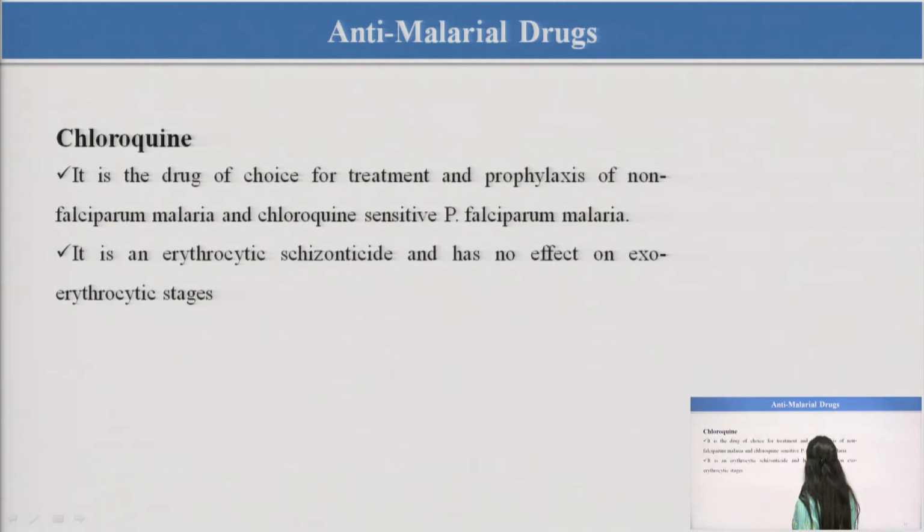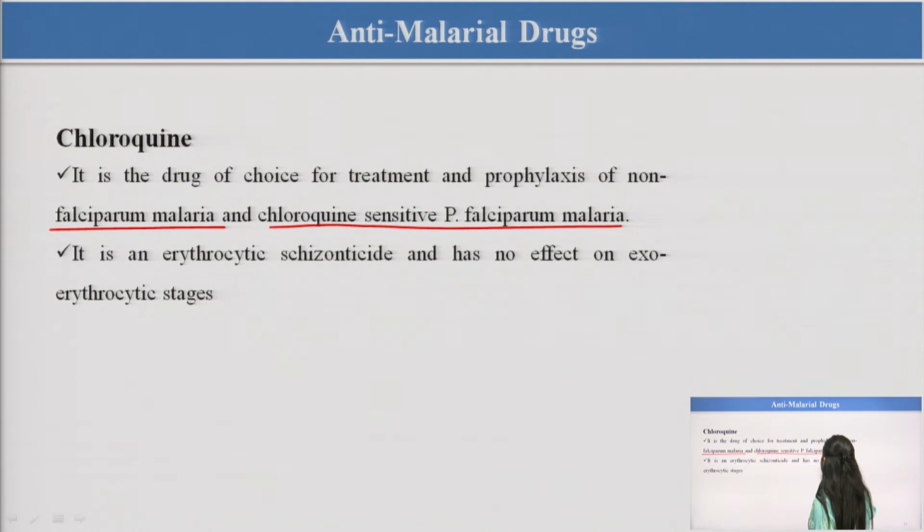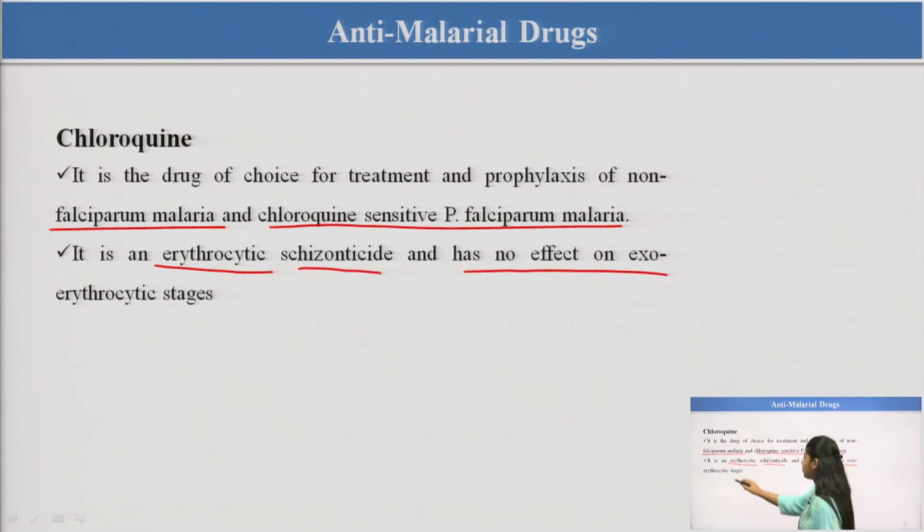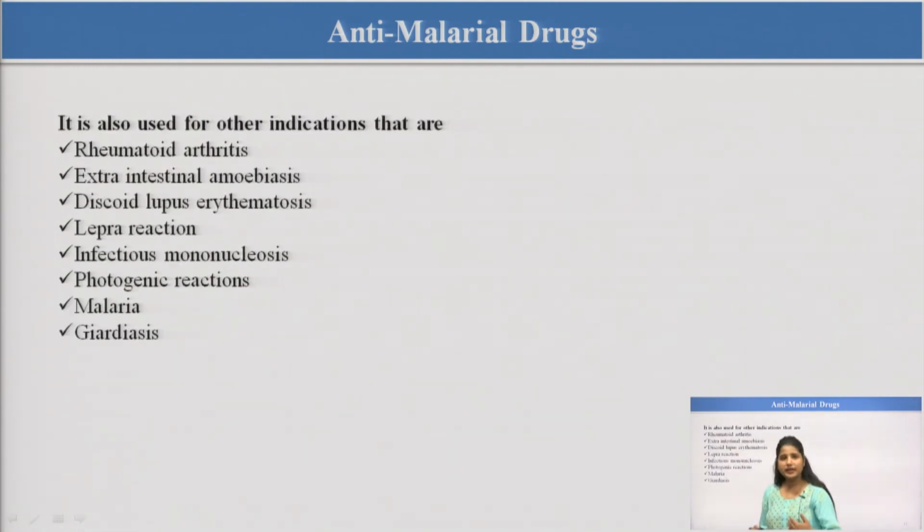Now, see where it is used. It is used for falciparum malaria and chloroquine sensitive falciparum malaria. It is an erythrocytic schizonticide and has no effect on the exoerythrocytic stage, meaning the dormant phase of the Plasmodium. It is not showing any effect on that stage. Where can it be used? So, chloroquine has many uses.